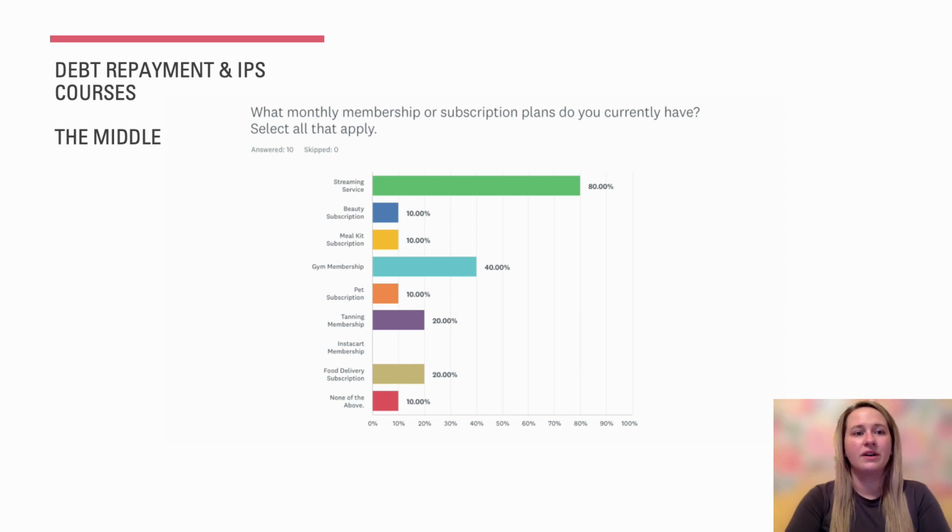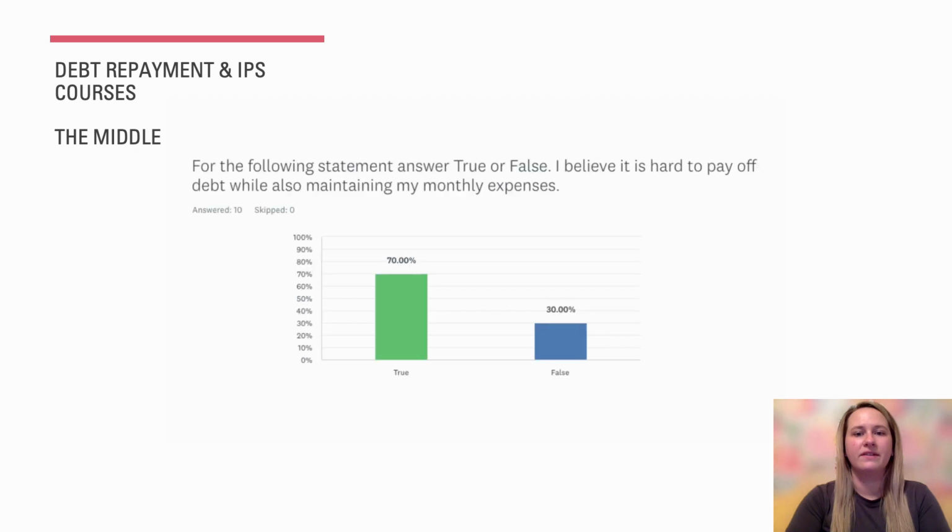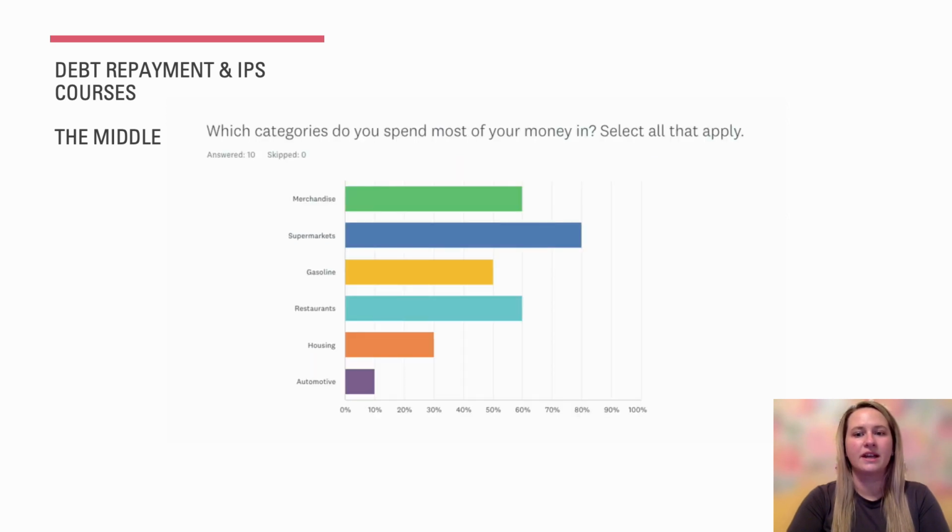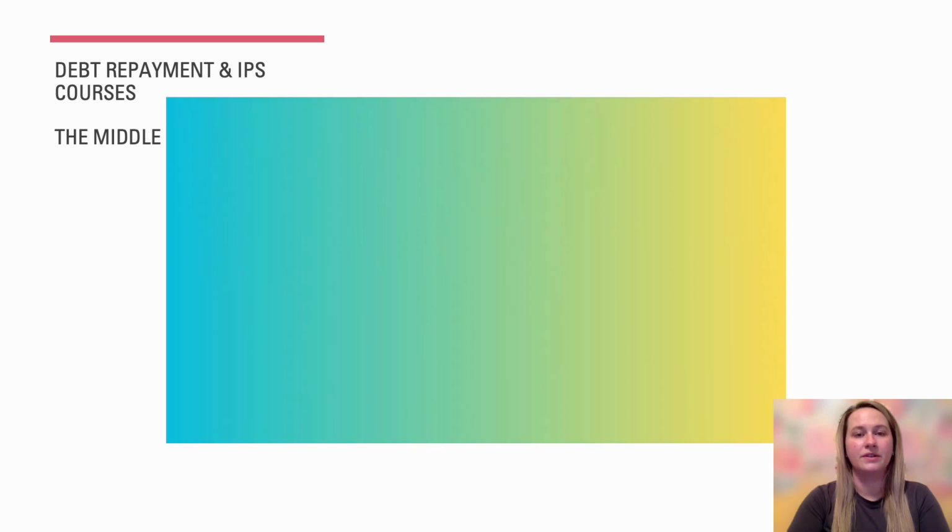I believe it is hard to pay off debt while also maintaining my monthly expenses. 70% of participants answered that they believe this is true, and that's the type of thinking I want to change. Here I wanted to learn more about spending habits and see what could be cut to help others save money and repay their debt. It looks like merchandise and restaurants are really high when those are two good ways you could cut money and save for the future.